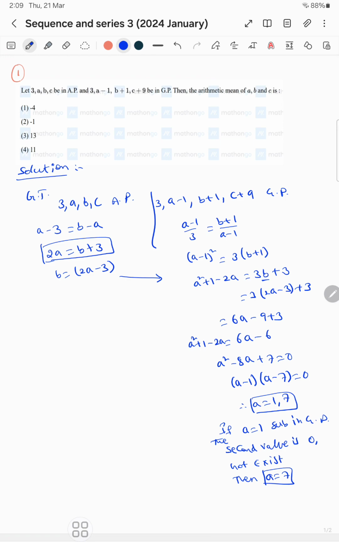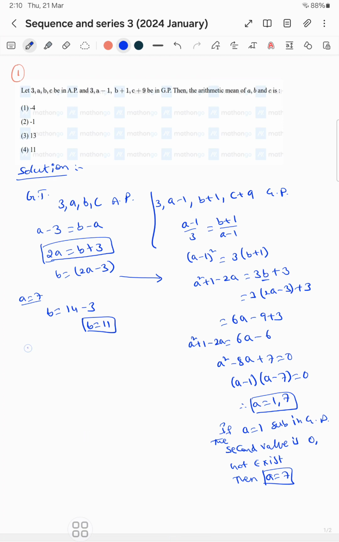So now come to the a value, substituting b: a is equal to 7, b is equal to 14 minus 3, b is equal to 11. So now here I got a and b values. So now come to the c value.